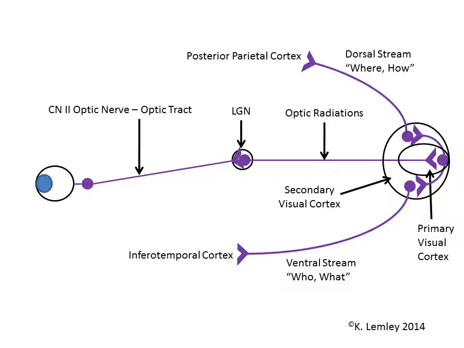The next set of neurons from the secondary visual cortex then takes that information through the ventral visual stream or the dorsal visual stream. The ventral visual stream takes us to the inferotemporal cortex, so the inferior aspect of the temporal lobe. And this is where we identify who we are looking at or what we are looking at. The dorsal stream takes us to the posterior aspect of the parietal cortex, where we understand where things are located, where things are relative to each other, as well as how to use these things.